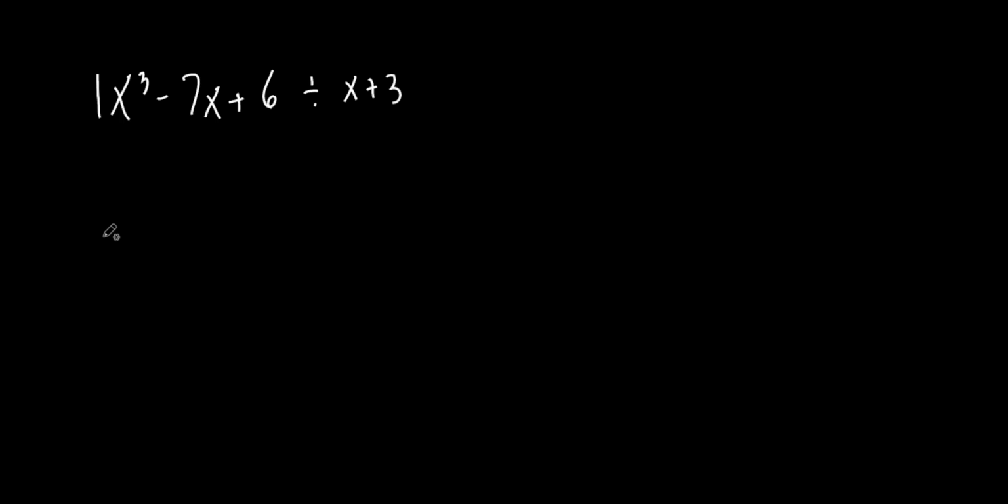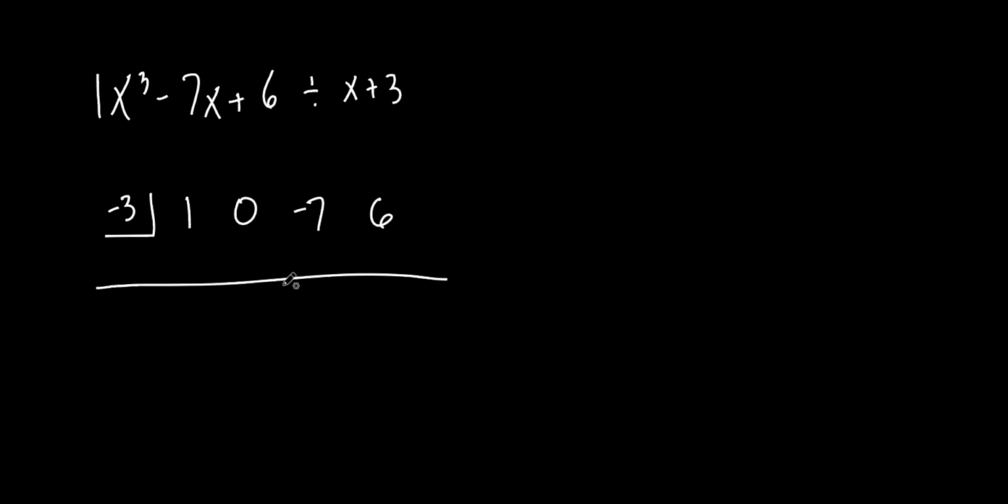So what are we going to do? Put that little weird division symbol. What's going to be inside that little box right there? It's a -3 this time. Now you put your coefficients. You start off with an x cubed, and that's a 1. What am I missing here? X squared. So what am I going to put for x squared? A 0. And then now I can go to the x, which is -7. Now I can go to my constant, which is a 6. Put a line, but leave some room because we're going to put some numbers in between. Just drop the 1 straight down.